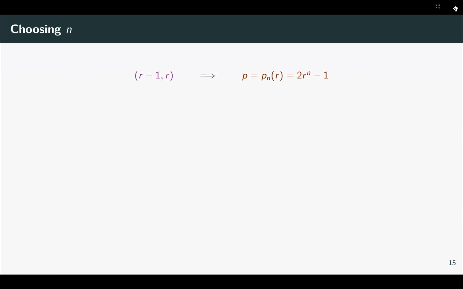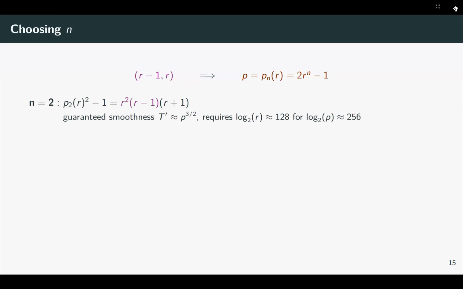So which n should we choose? That's an important question. If you choose n equals 2, then the amount of guaranteed smoothness is p to the 3/2, which is quite a lot. And in particular, it's as much as we need for something like this. So we don't necessarily need anything more from the other factors. The downside is that we need the CHM twins r to be about 128 bits. So this number is quite small, so we're not going to have lots of 128-bit twins.